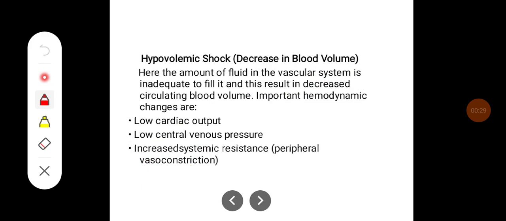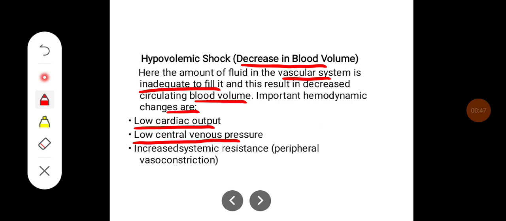Hypovolemic shock. It occurs because of the decrease in the blood volume. Here the amount of fluid in the vascular system is inadequate to fill it, and this results in decreased circulating blood volume. Important hemodynamic changes are: there will be low cardiac output, there will be low central venous pressure, and there is increased systemic resistance, that is, peripheral resistance increases because of the vasoconstriction.